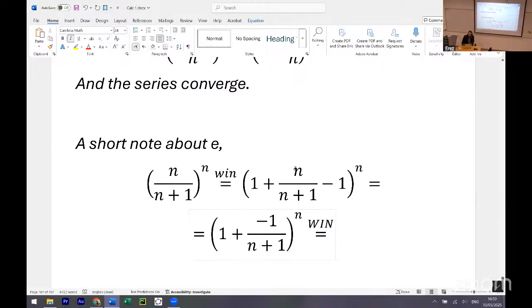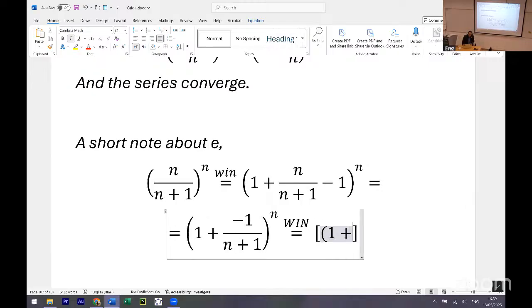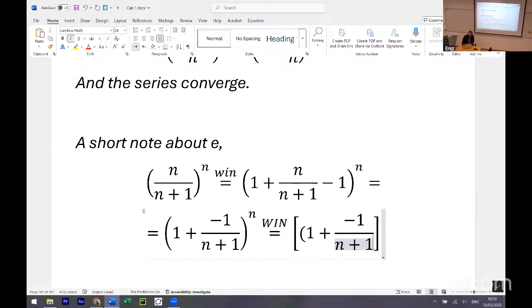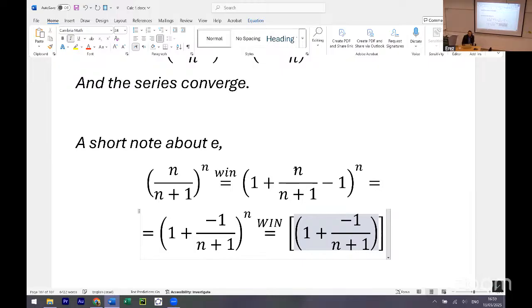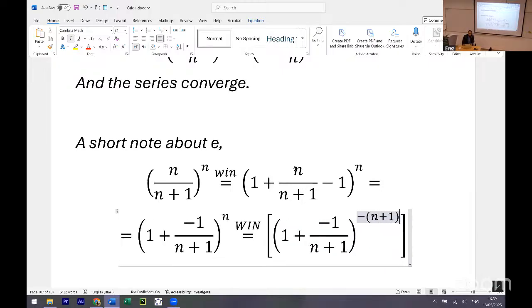And I'm saying this is 1 plus minus 1 over n plus 1, in the power of its inverse, minus n plus 1. Does that equal? Two questions. Do you realize why I went here? No idea. Because I want the complete inverse of that. Right? The rule was 1 plus a_n in the power of 1 over a_n.